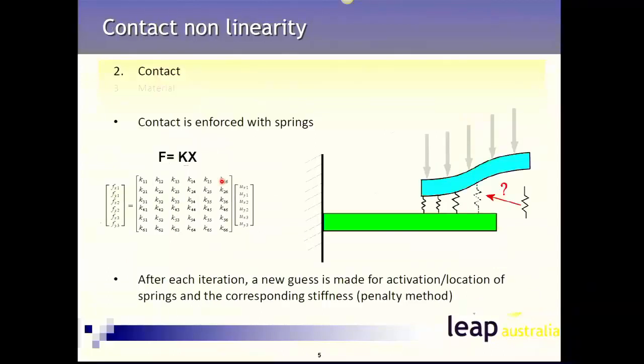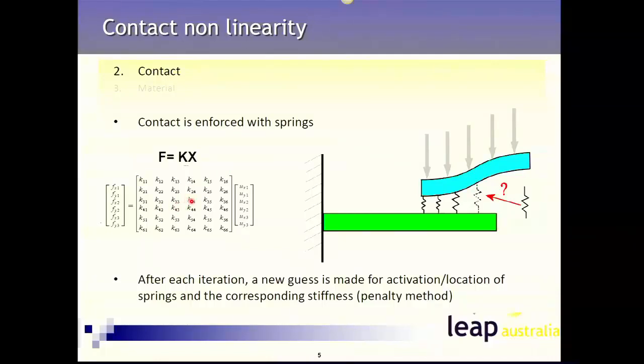Okay, so with contact nonlinearity, here we've got two parts that are in contact. Mathematically, the contact is enforced with springs. As you get more and more nodes coming into contact, you add more of these springs. That's going to add individual terms, or modify some of these terms in the stiffness matrix. So as you get a change in status of your contact, that's going to change your stiffness matrix.